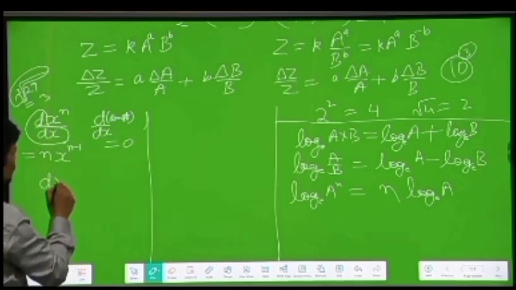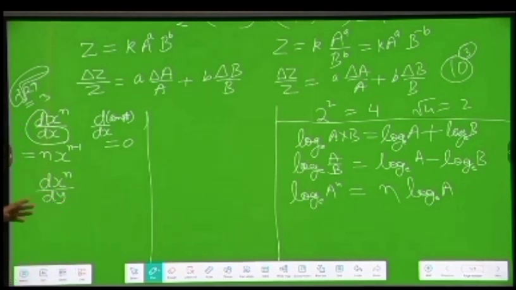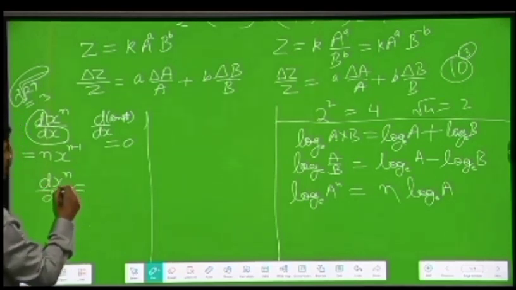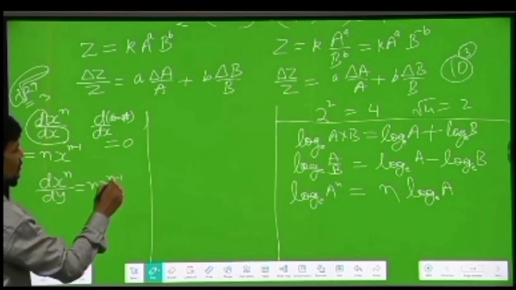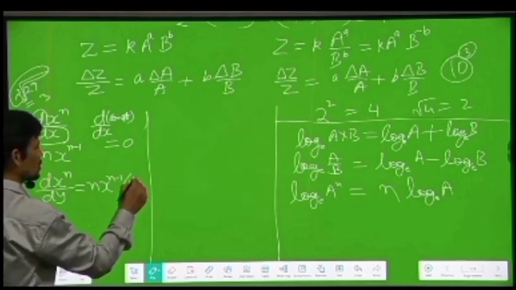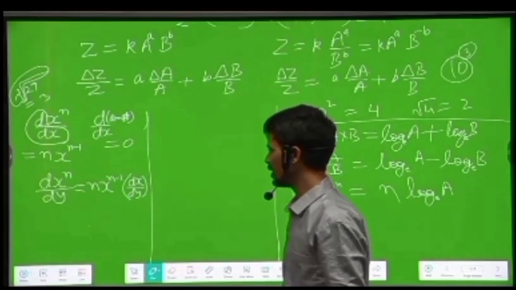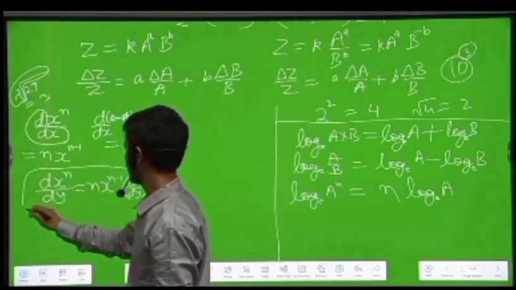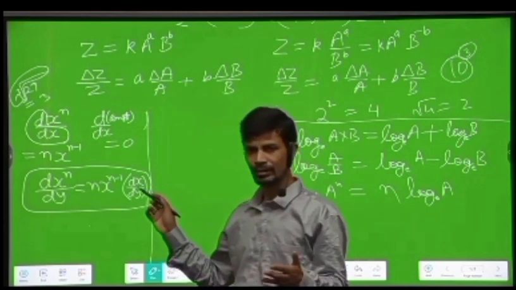But what if there is some other variable? First we will treat it as this variable, then it will be n x to the power n minus 1. But it is not y, so once again we have to write dx by dy. And how will we solve this? That is a question for another day. Just try to understand, try to memorize this formula.